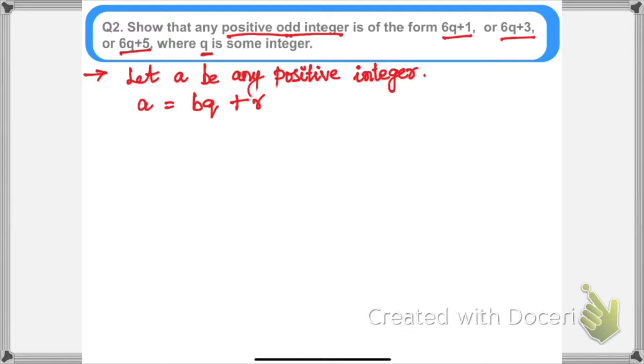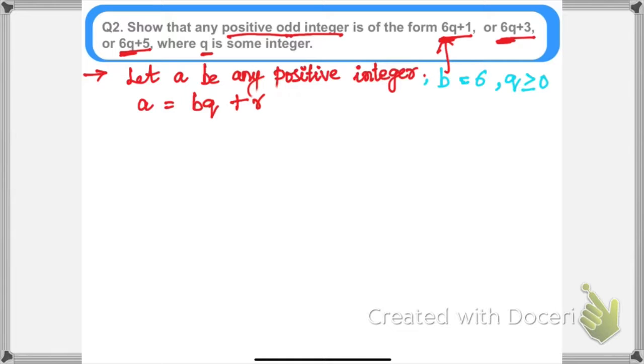So here you can see that 6q plus 1 is there, 6q plus 3 is there, and 6q plus 5 is there. So b is definitely 6. Okay, so we'll also consider, let a be any positive integer and b equal to 6. We are considering b as 6, and then q will be greater than or equal to 0. Your quotient can never be negative, right? Your value of q should always be greater than or equal to 0.